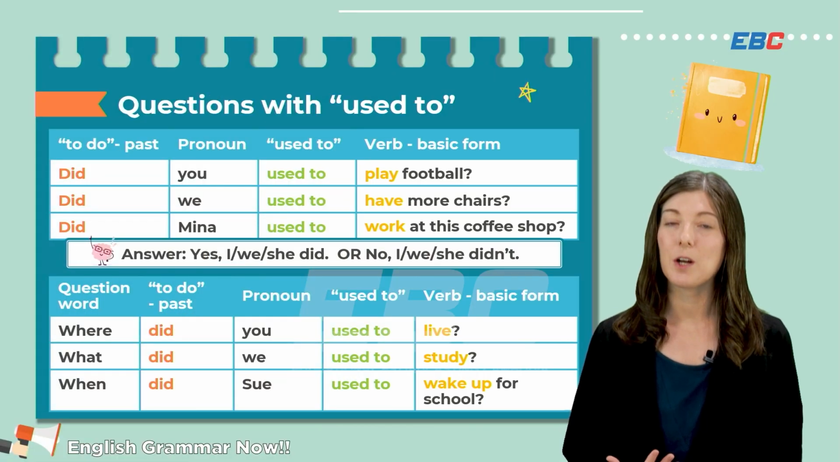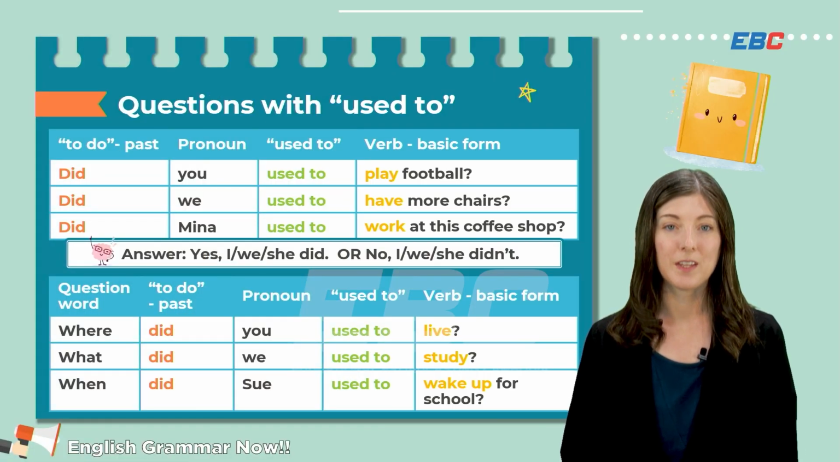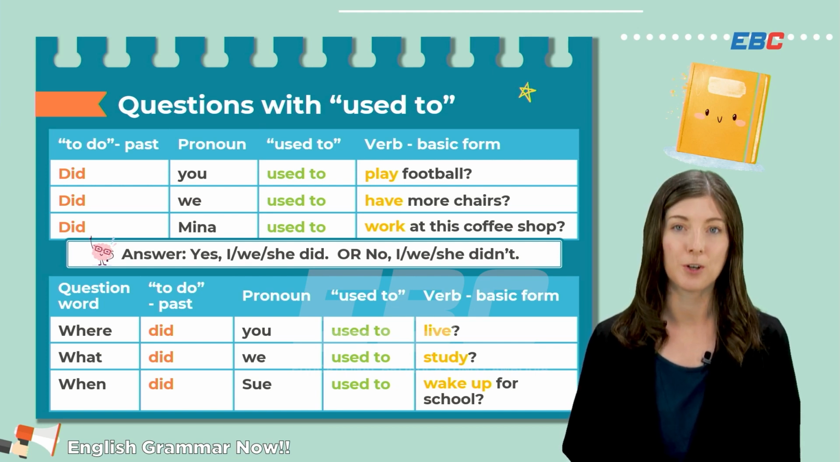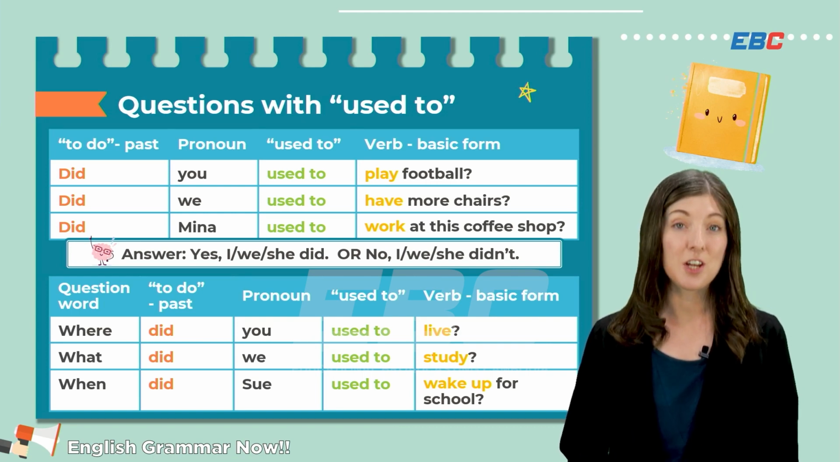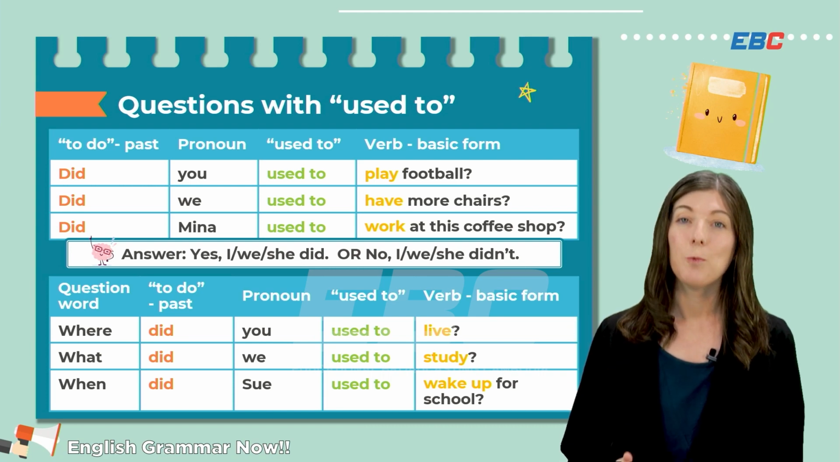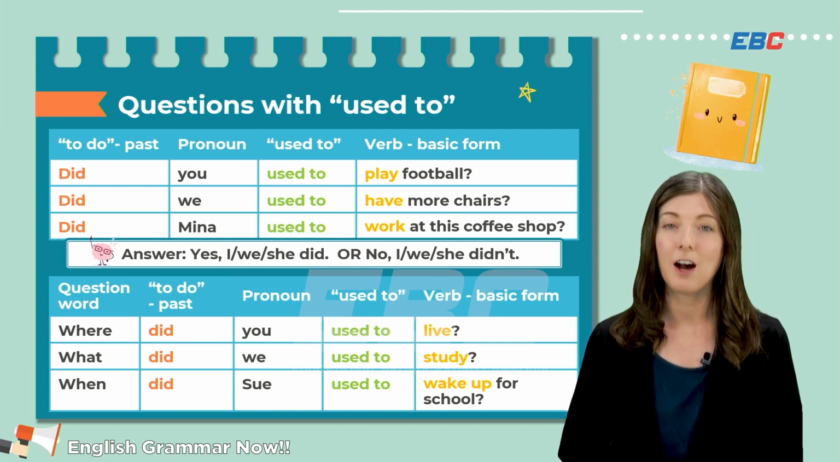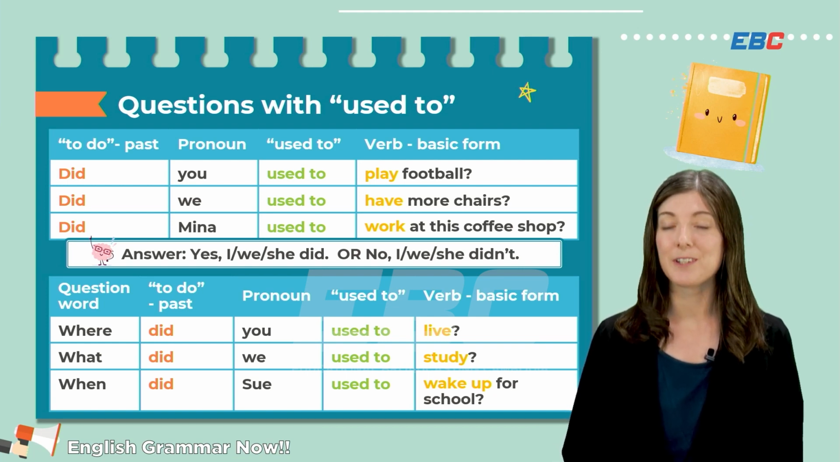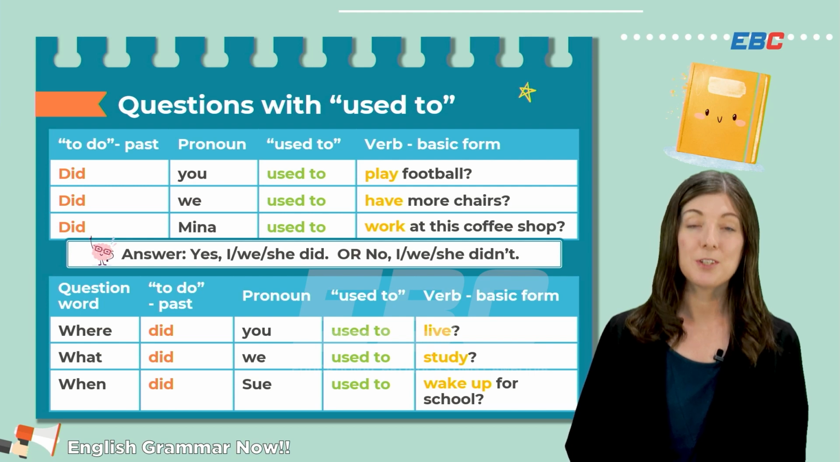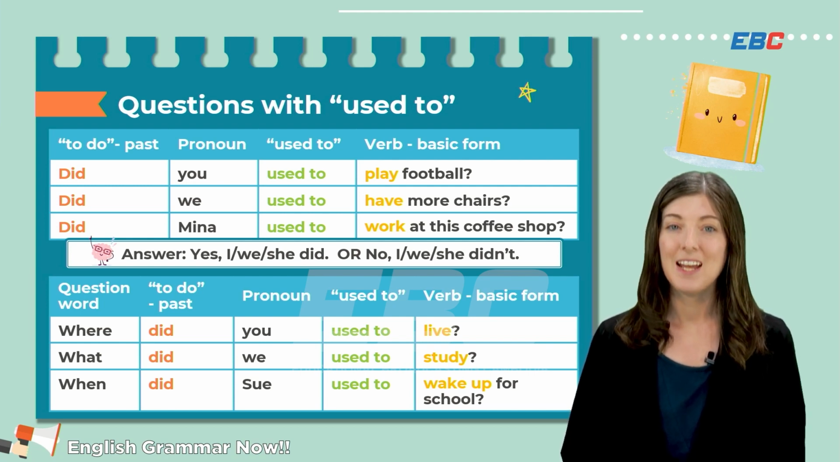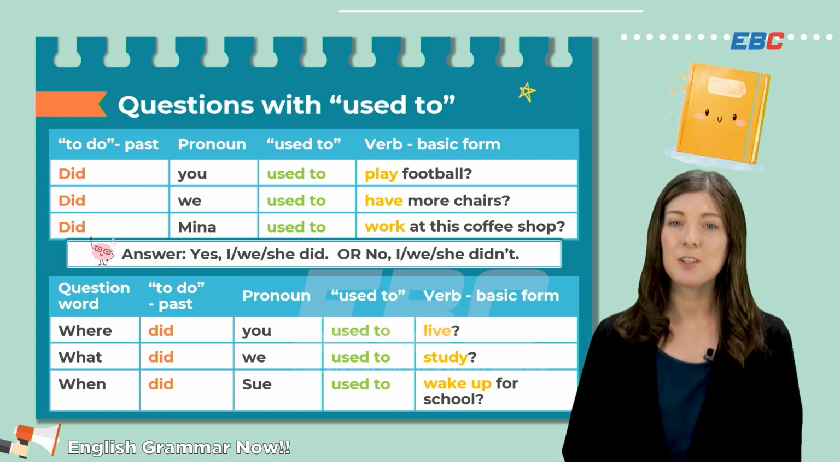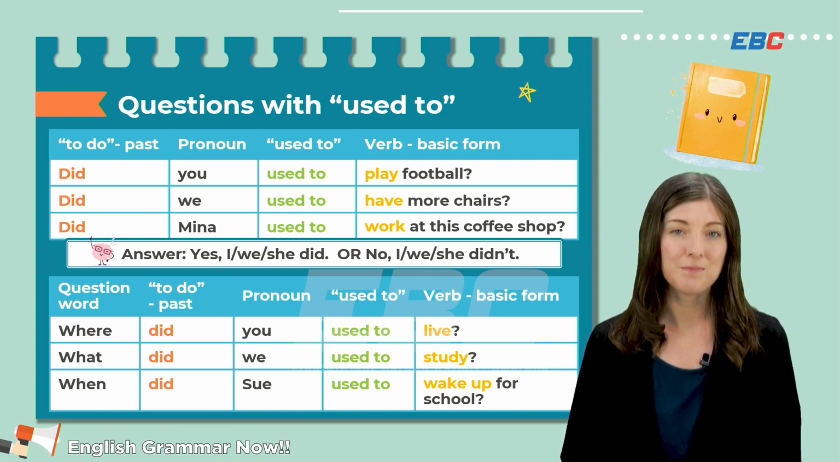We can also make questions with used to. Just like with other sentences that do not have the to be verb, we have to add to do. Because we are still talking about something in the past, we need to use the past form of do, which is did. So a question would sound like this. Did you used to play football? Did we used to have more chairs? Did Mina used to work at this coffee shop?